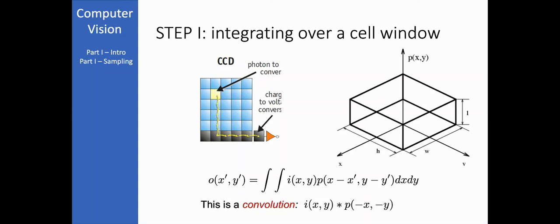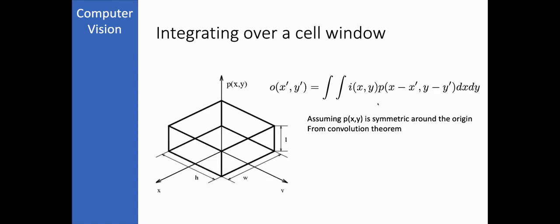Now, equipped with knowledge of convolution and Fourier transform, we go back to analyzing what happens when we integrate over a cell window when we acquire the image. We said that this operation of summing all the photons coming into a certain receptive area and representing them with one value corresponds to this convolution. Now, assume that P of x is symmetric around the origin. We can say that this is a proper convolution.